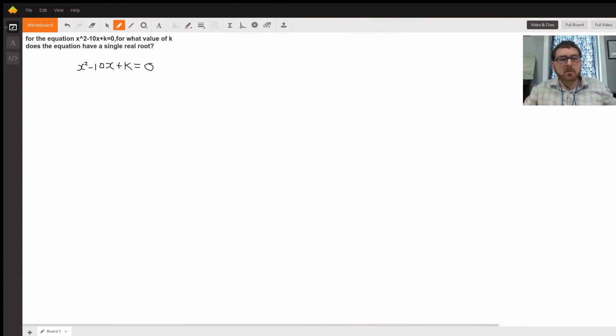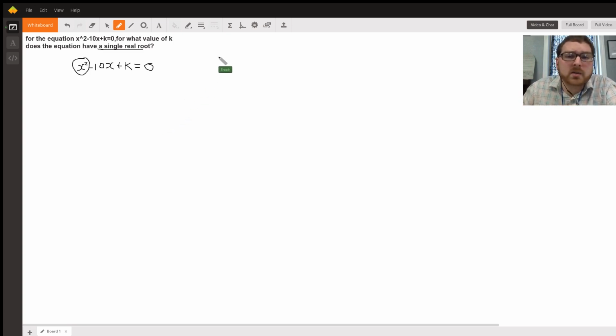So when we start on a problem like this, we have to think about the nature of the equation. Because it's an x squared equation, it'll have two roots. It can either have two imaginary roots or two real roots. They're asking us to find k such that it has a single real root. But we know it has to have two roots.